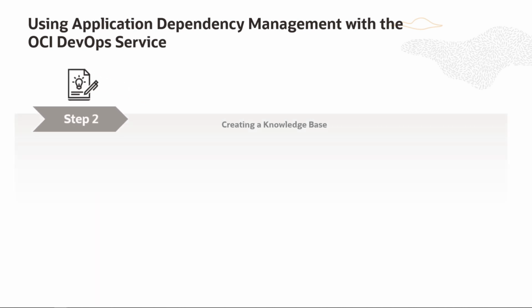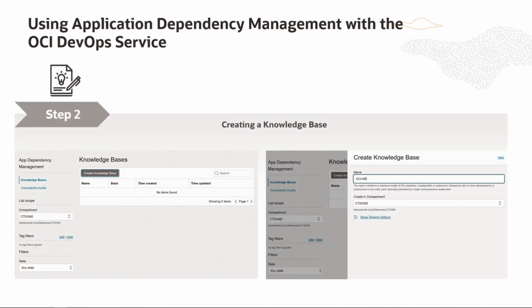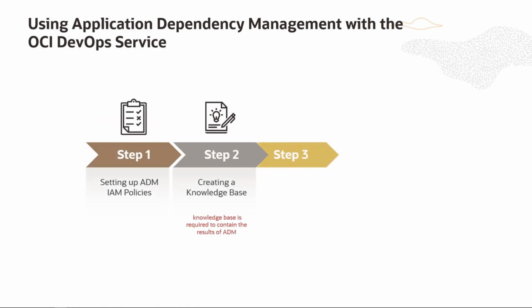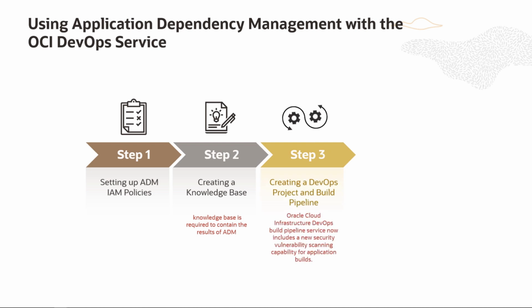Here are the screenshots of how to create a knowledge base. So you must go to the ADM service in the OCI console and click on create knowledge base, give it a suitable name, and click on create knowledge base again. Step 3 is creating a DevOps project and build pipeline. Oracle Cloud Infrastructure DevOps build pipeline service now includes a new security vulnerability scanning capability for application builds.